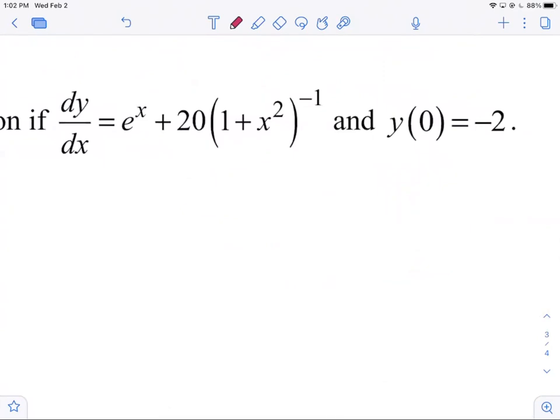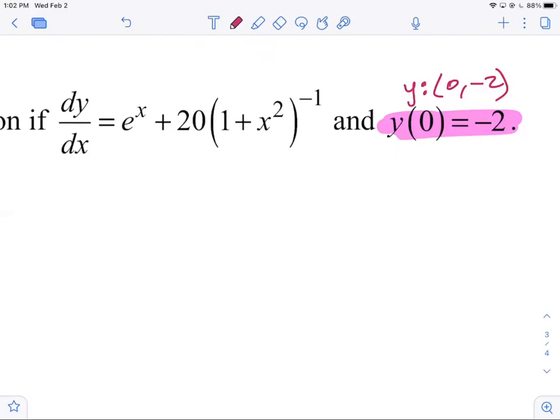We could do it. dy dx equals e to the x plus 20 times that quantity, and y of 0 equals -2. Find the particular solutions. Well, here's your initial condition, right? That guy's waiting in the wings. That's an ordered pair on the function y, the ordered pair 0, -2. I like to see it as an ordered pair, so I always rewrite it like that.